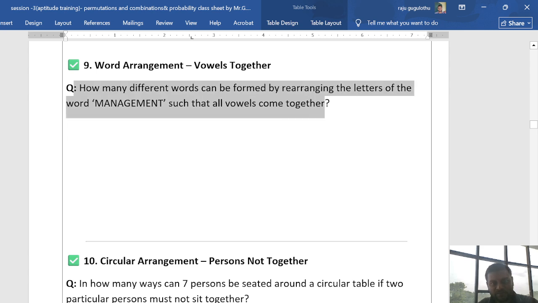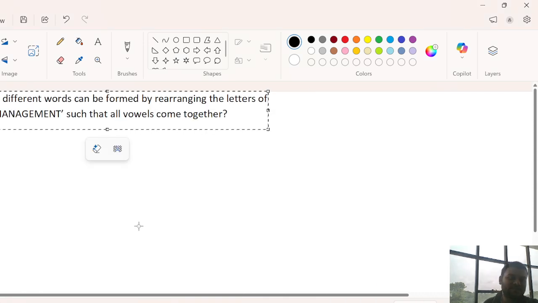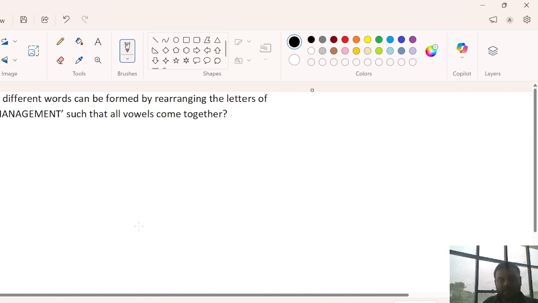I'll take this question. This question says: in how many different ways can the letters of the word management be rearranged such that all vowels come together? Okay, the condition is here: all vowels come together.